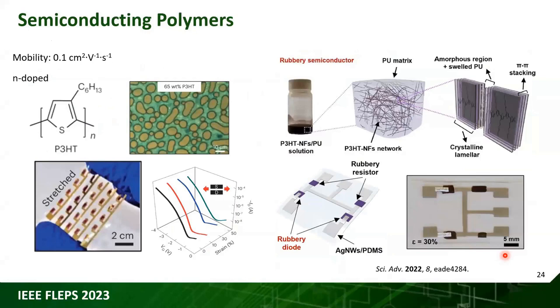There are semiconducting polymers. I am no expert in this field, but there is a lot of exciting work, and people are trying to make semiconducting polymers intrinsically stretchable or embedded in a soft matrix, to make so-called rubbery electronics that are stretchable and still have semiconducting capability.